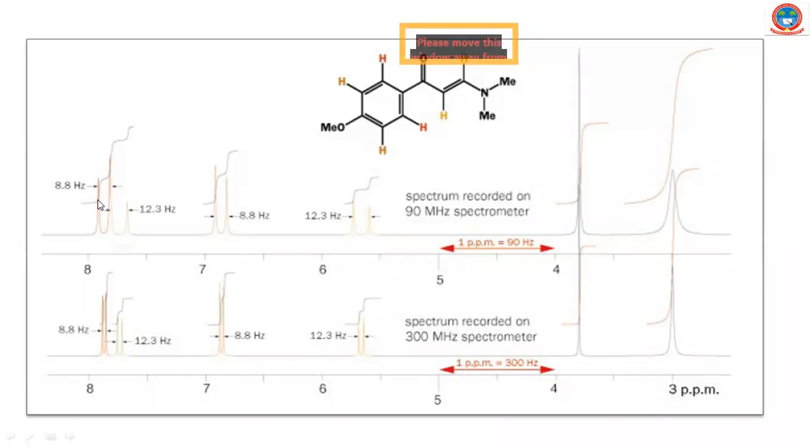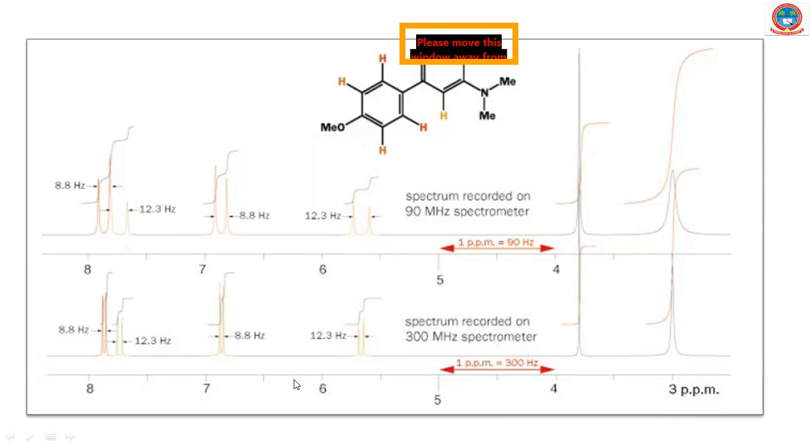Now you tell me, what does this 1 ppm mean? You see, 4 to 5 is called 1 ppm, that is equal to 90 hertz. Listen, 5 to 6 is 1 ppm, equal to 90 hertz. Why 90 hertz? Because this instrument is 90 megahertz. Understood? Next point, if you see 7 to 8, this is also 1 ppm, that is 90 hertz. The distance between any two consecutive numbers will be 90 hertz.